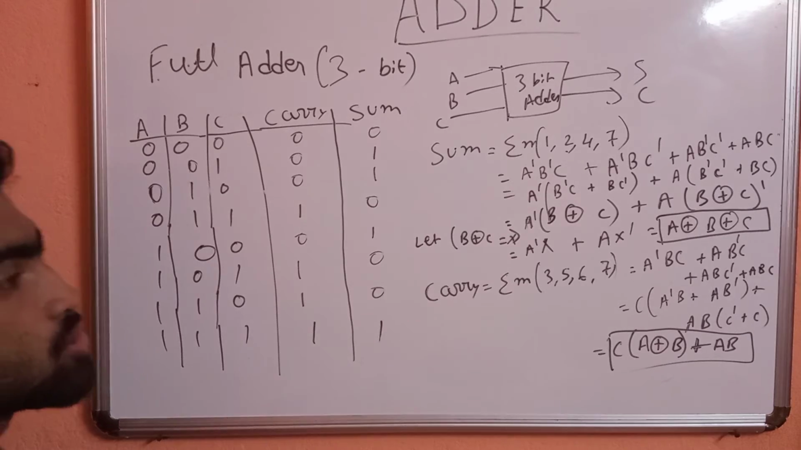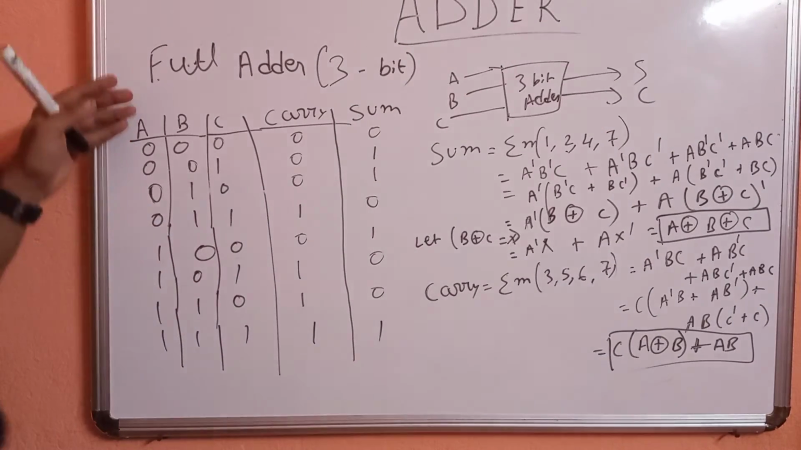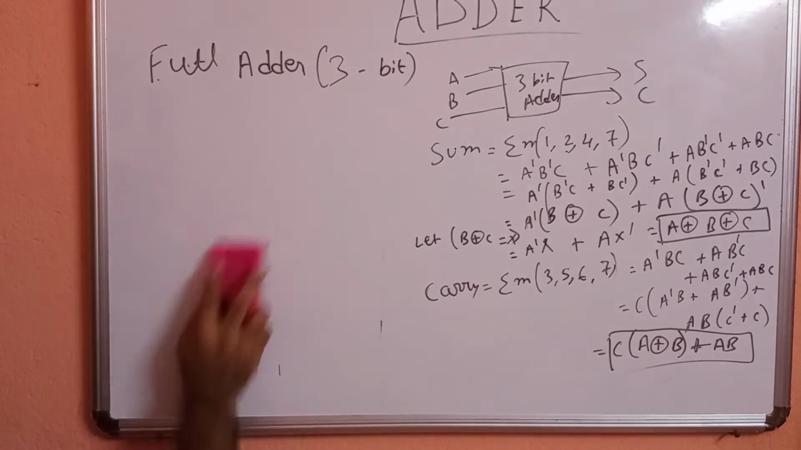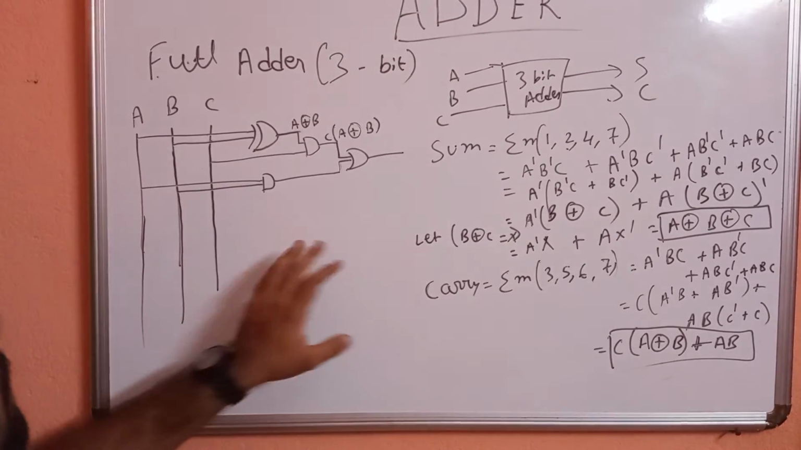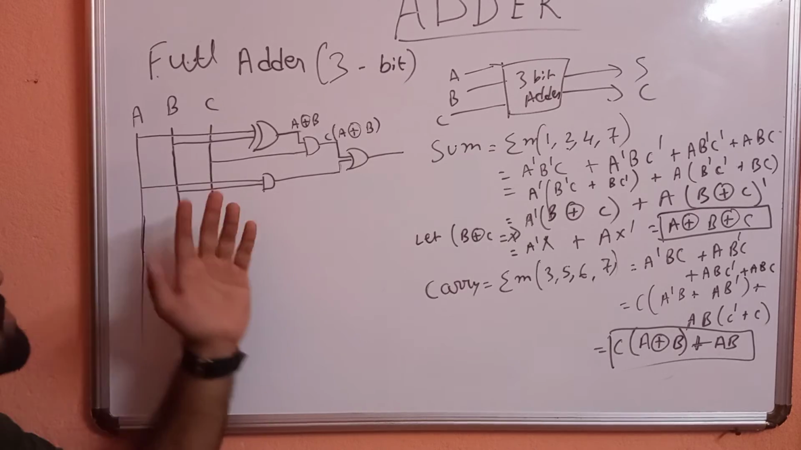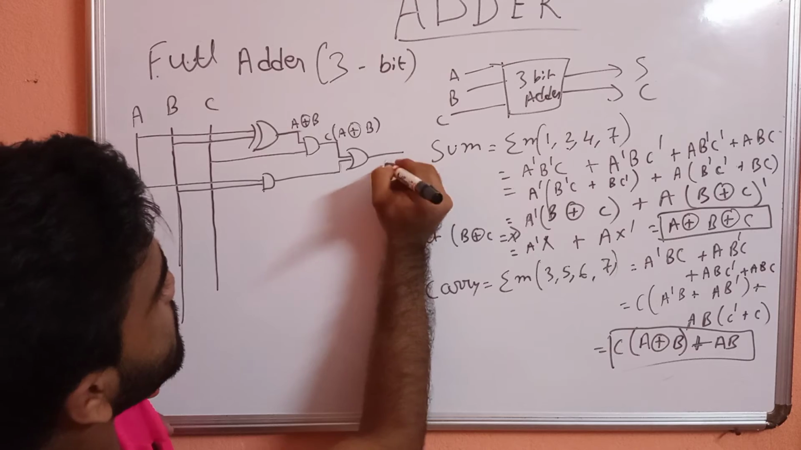Now we will draw the circuit diagram of full adder. I hope you have copied this part. See the circuit diagram of full adder. Here are 3 inputs A, B and C. Now see, this is the carry part. This expression is carry.